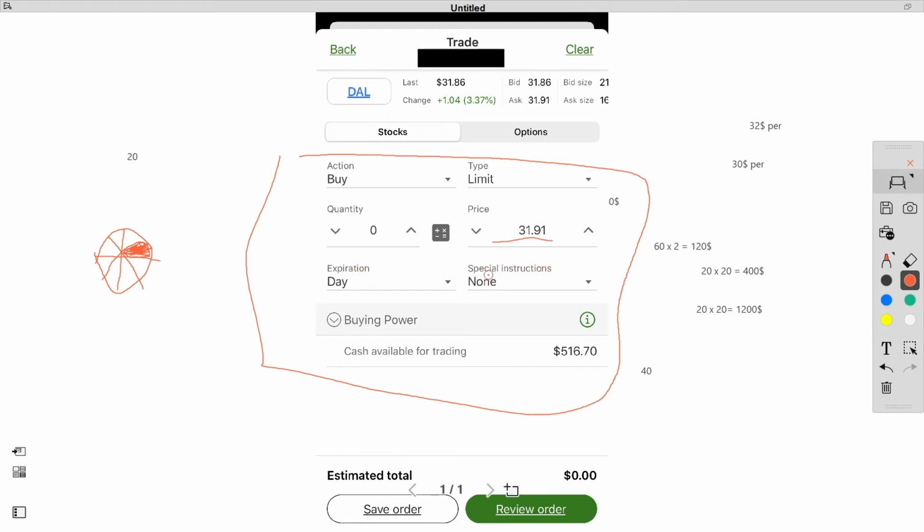Special instructions, honestly, I don't know about that. You guys might want to Google that yourself. I don't really use any of that. So quantity is pretty simple: how much of the pie you want to buy. So do you want to buy 5 of them for that price, or what? Let's go on to the next slide.